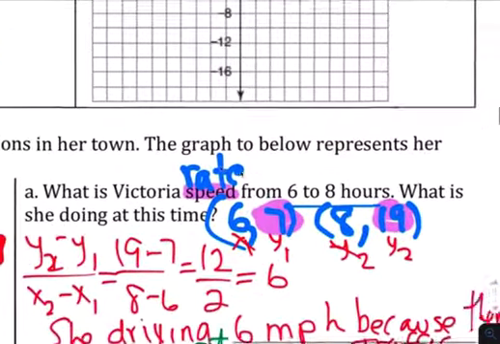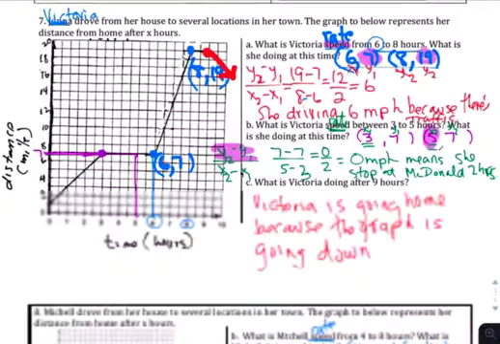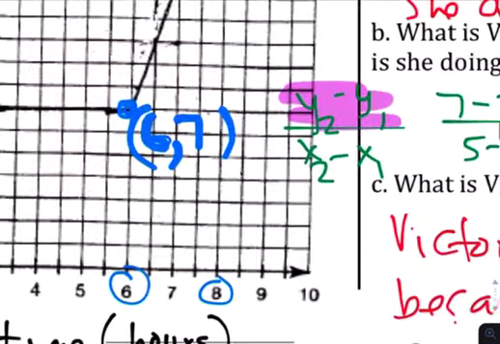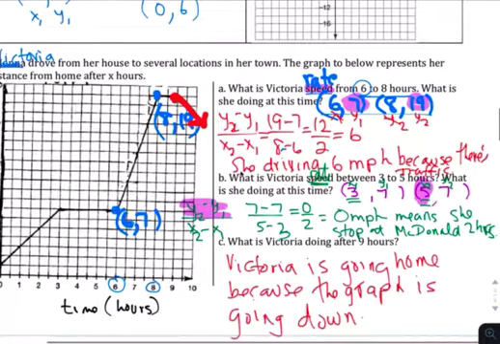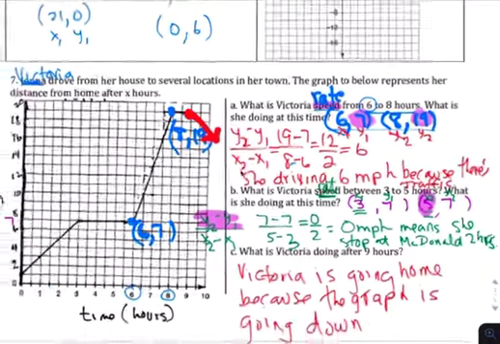When you're doing speed, speed is the same thing as rate. So you will need 2 ordered pairs to find the rate using the slope formula, y sub 2 minus y sub 1 over x sub 2 minus x sub 1. You need 2 ordered pairs: the point here, 6, 7, and the other one at 8 hours, 8:19. You find the slope, and you'll find her speed. Her rate is 6 miles per hour because there's traffic, that's why she's driving so slow, okay?